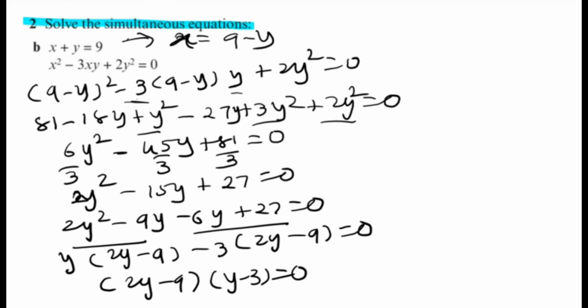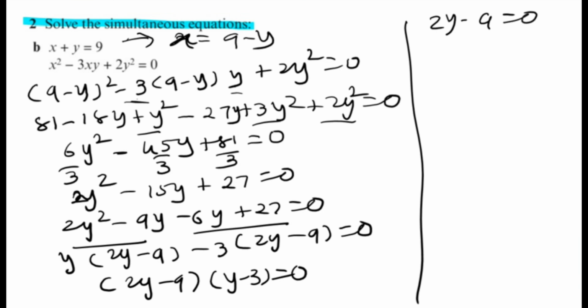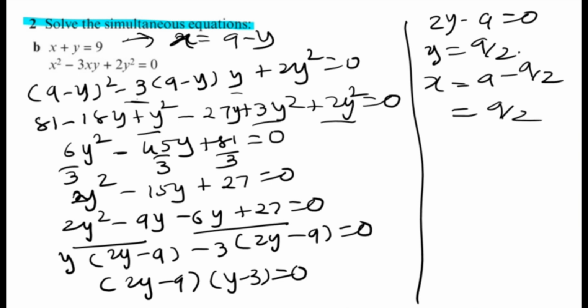So that will give us two values. 2y minus 9 equal to 0, so y is equal to 9 over 2. Now when my y is equal to 9 over 2, what's my x? So x is equal to 9 minus 9 over 2. You can use a calculator to simplify it. That will give you 9 over 2. So for y equal to 9 over 2, x also we are getting 9 over 2.